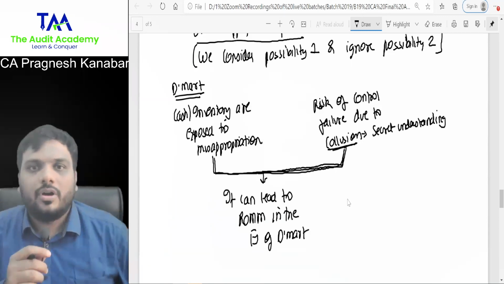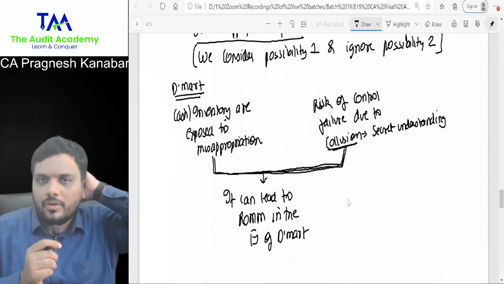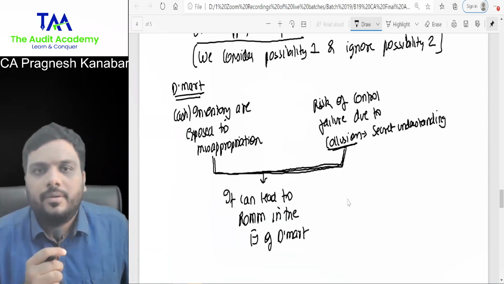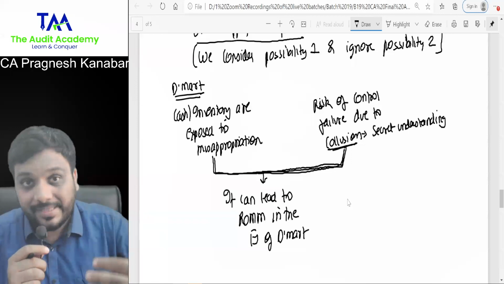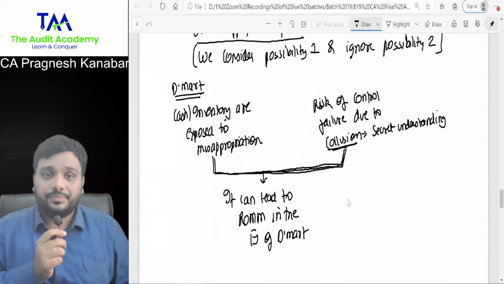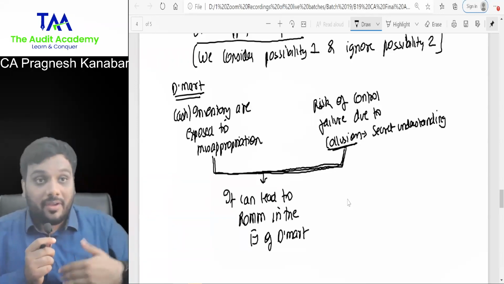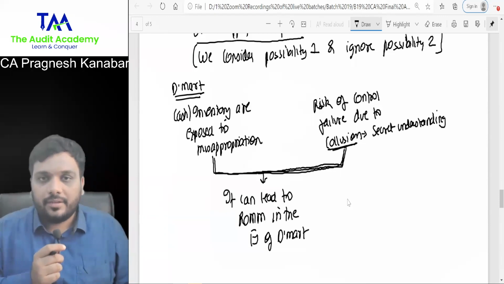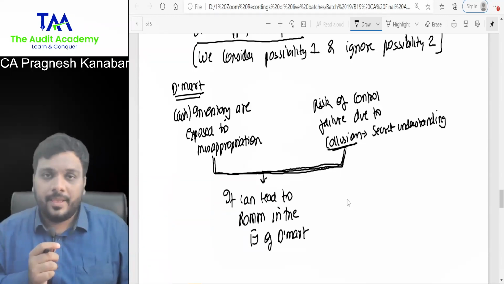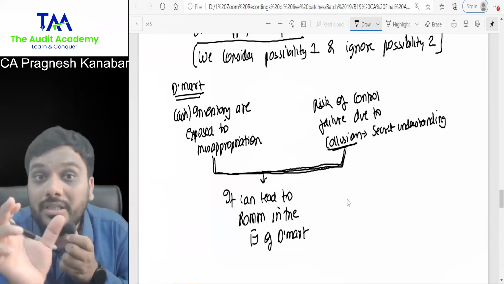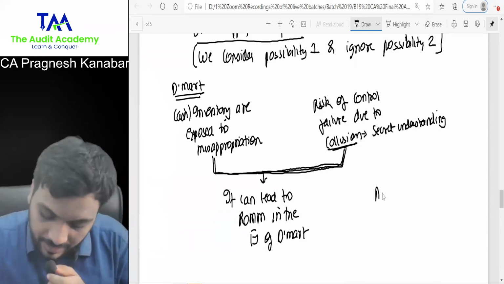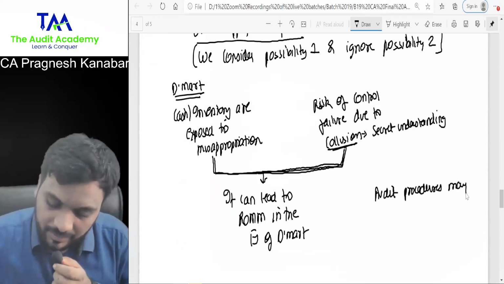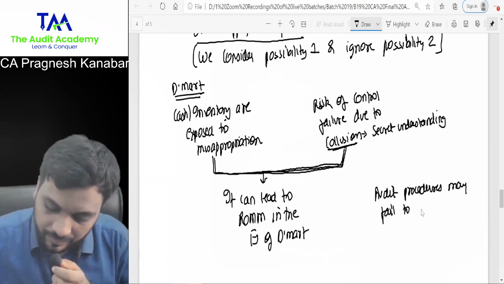Now comes the auditor, the hero, the heroine, yeah, auditors. But when the auditor performs an audit, obviously even the auditor performs on a sampling basis. He may not be in a position to cover every single DMart store also, correct? Because looking at the operations of DMart, it is also possible that audit procedures may fail. Yes, it is possible that audit procedures may fail to detect such misappropriation.